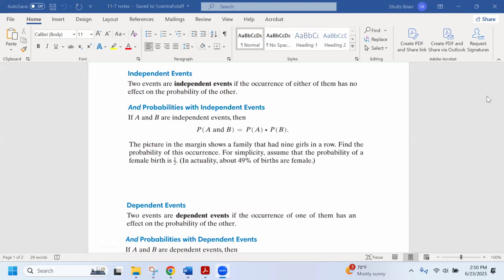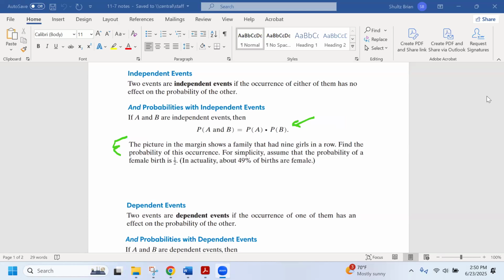Independent events. Two events are independent events if the occurrence of either of them has no effect on the probability of the other. For example, tossing a coin and then rolling a die are two separate events that have no effect on what happens in the other one. If A and B are independent events, then the probability of A and B happening is the probability of A times the probability of B. That is this formula right there.